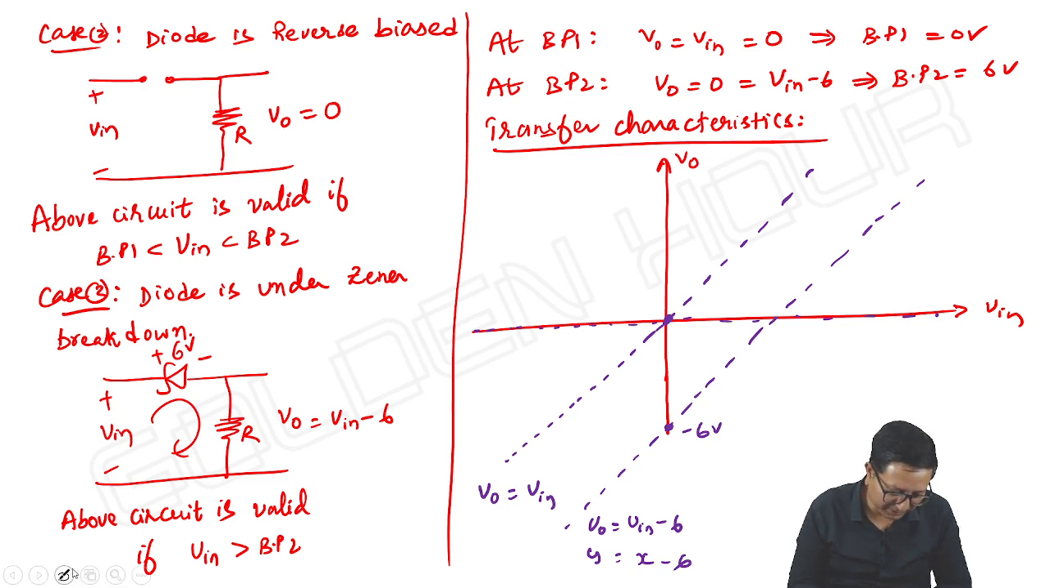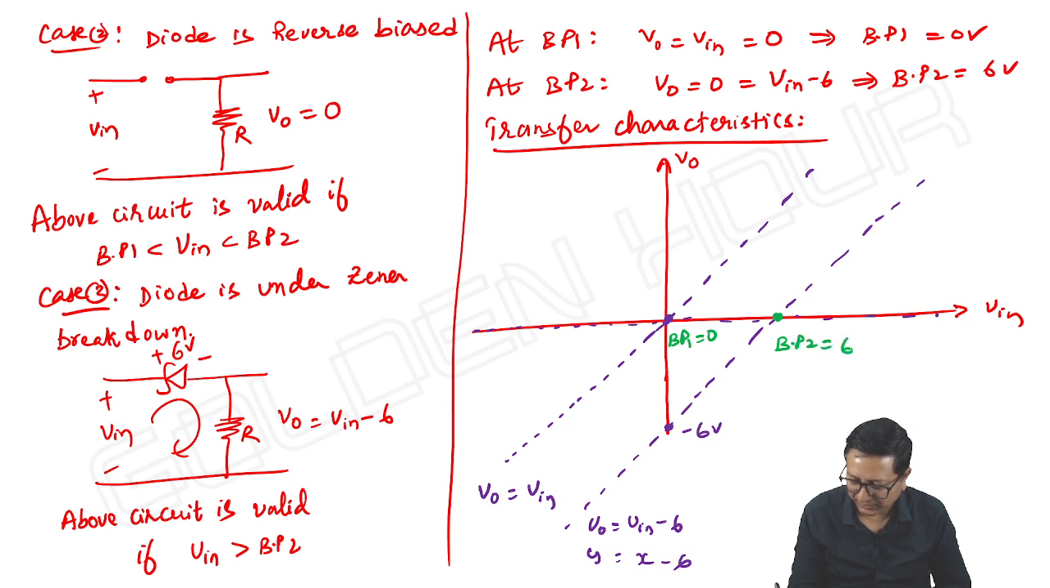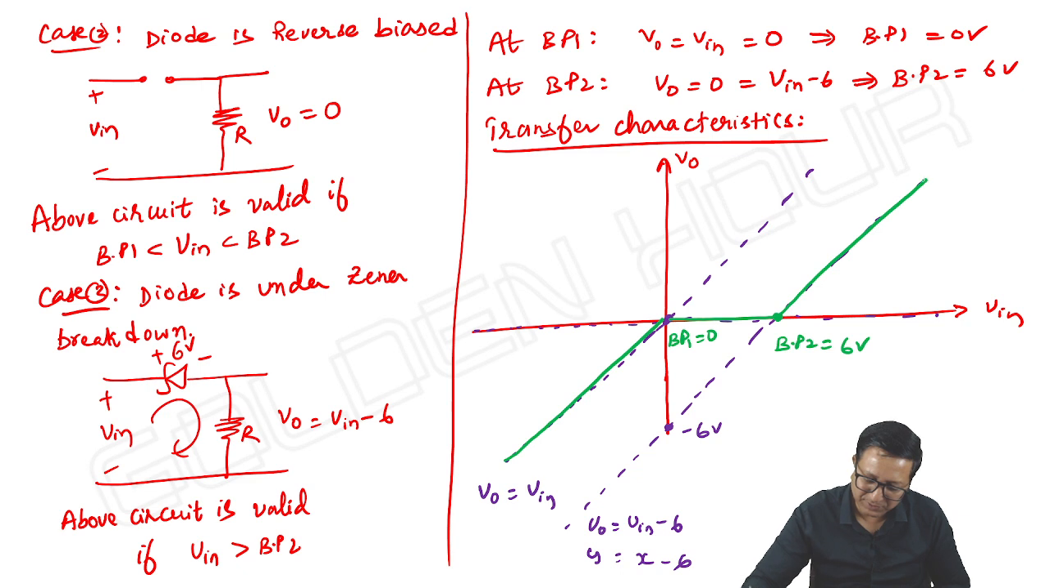Okay, let us combine all these three. So this is our breakpoint 1, it is 0, and this is the second breakpoint, breakpoint 2, it is 6 volts. So input less than 6 volts, output is equal to input. Input between 0 and 6, output is equal to 0. Input greater than 6, output is equal to input minus 6. These are all for our better understanding only, nothing else. Okay, this is how we can do it.